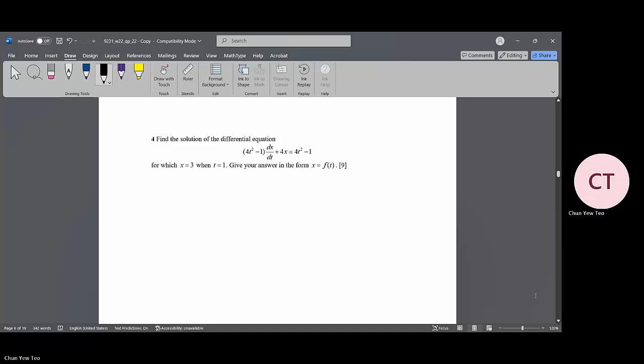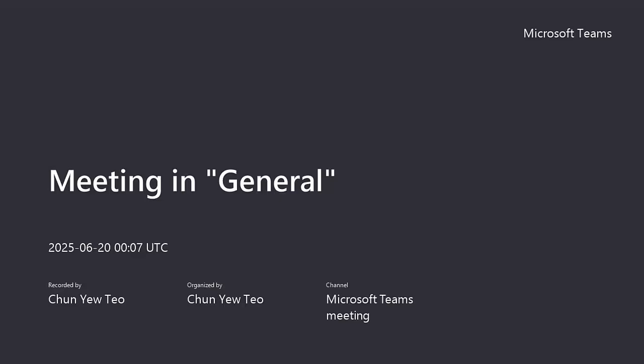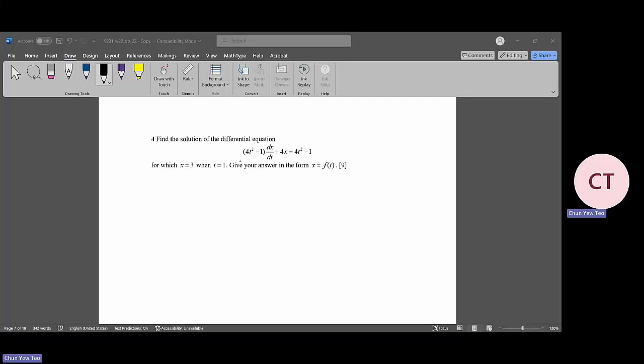Moving on, we have question number 4. Find the solutions of the differential equation given here, with x equal to 3 when t equal to 1, giving your answer in the form of x equal to a function of t. So what you need to do is to identify how to solve it. Over here, you can see that it's a linear equation. We can use the IF, integrating factor, to solve it.